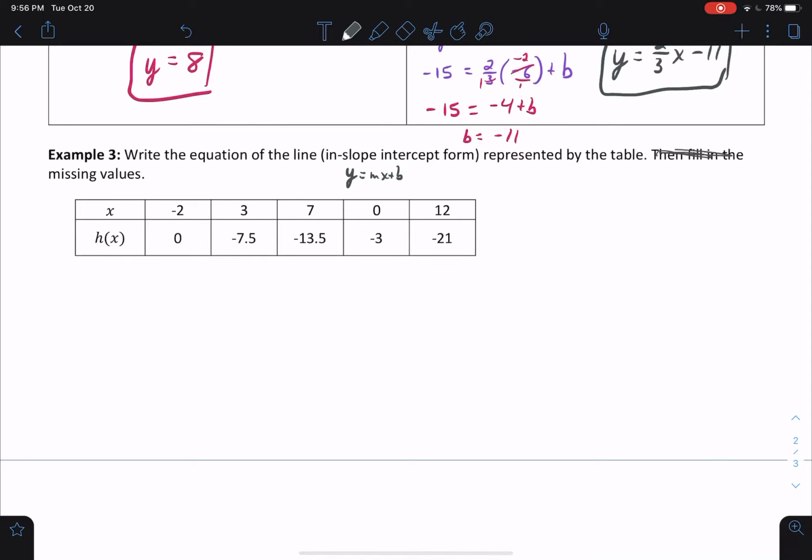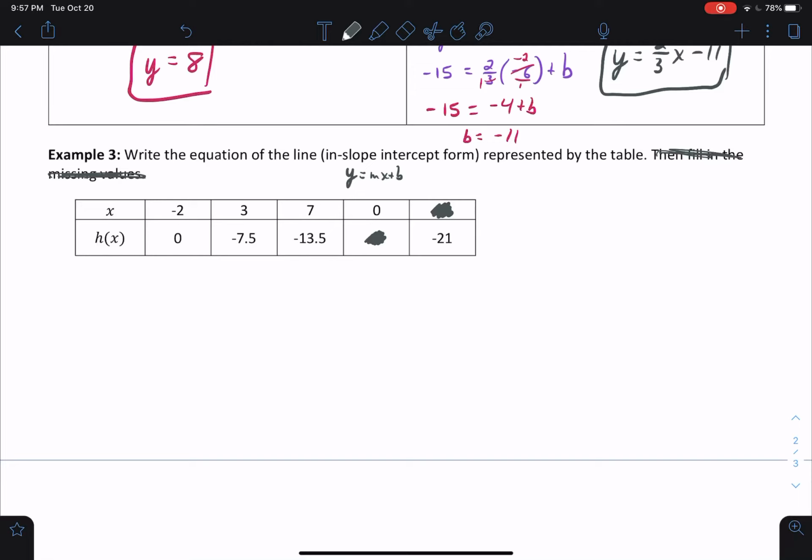Well, we don't have any missing values here. Okay? Let me just make sure. Yeah, we don't have any missing values there. Okay, let's imagine I'm going to cross these out just so we get a little bit of practice. So ignore what those were.